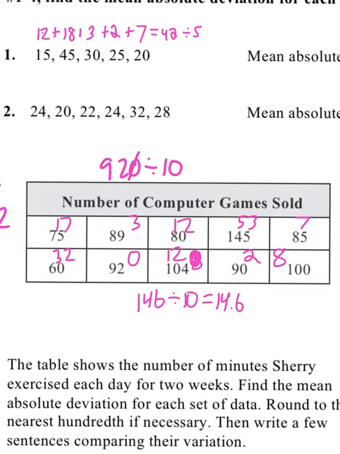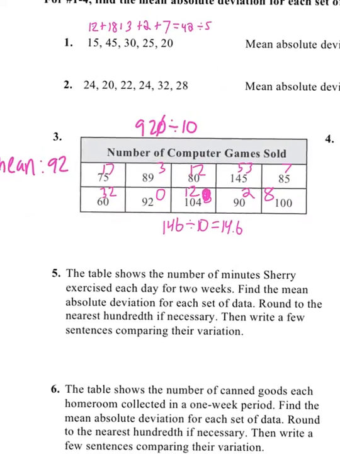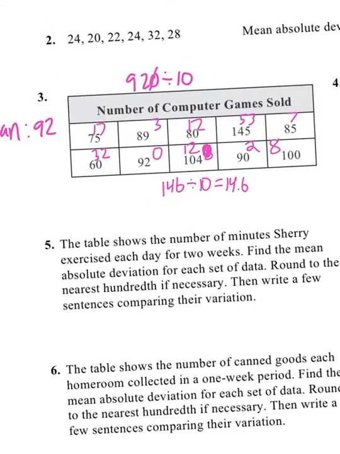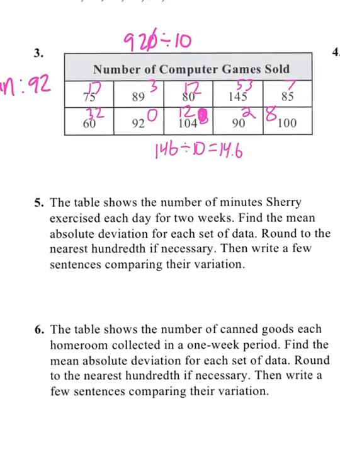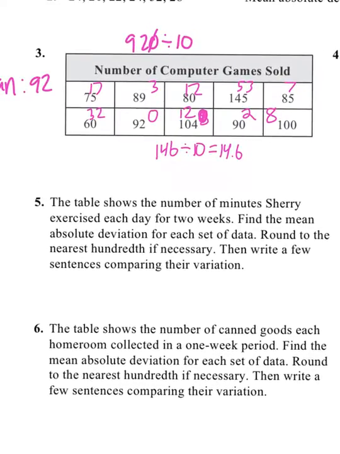All right, last one we're going to do is we're going to do together 5. So you still have to do 4, but you're doing that on your own. In 5, it says, the table shows the number of minutes Sherry exercised each day for 2 weeks. Find the mean absolute deviation for each set, round to the nearest hundredth if necessary, then write a few sentences comparing their variation.